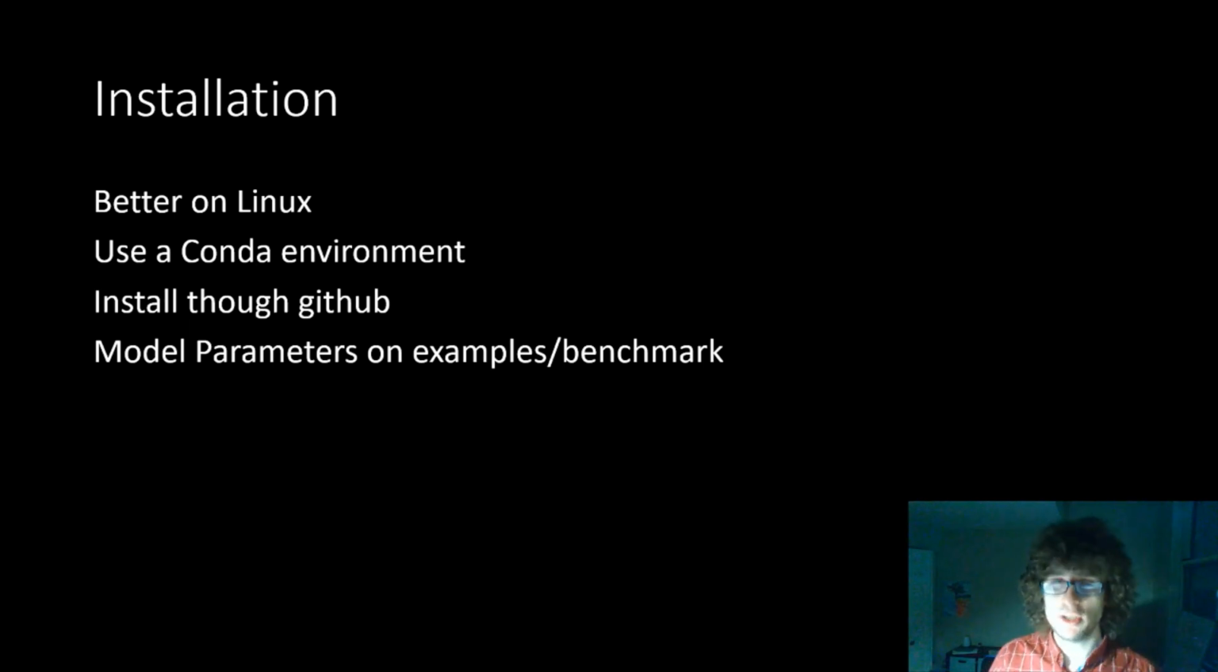It's better on Linux. I would just use a Conda environment no matter what. If you don't know what that is, just Google Miniconda or Anaconda, and figure out how to install it on your operating system. You want to clone it through GitHub, and that has a lot of scripts that will be a good starting point. And finally, I think it's really important to model your parameters based on the examples in the benchmarks. So let's take a look at all those things.